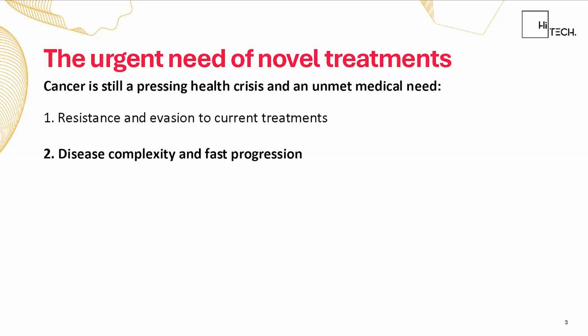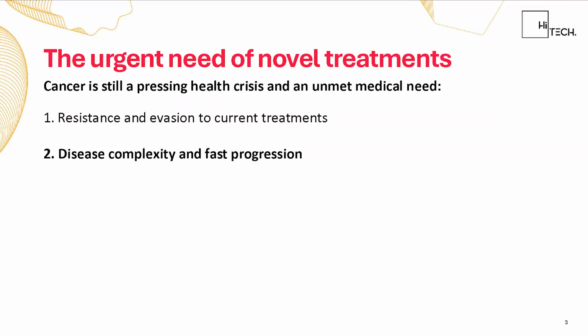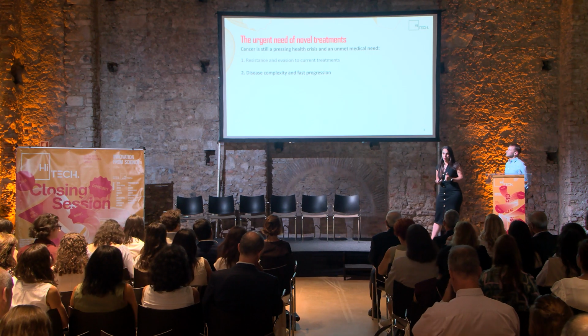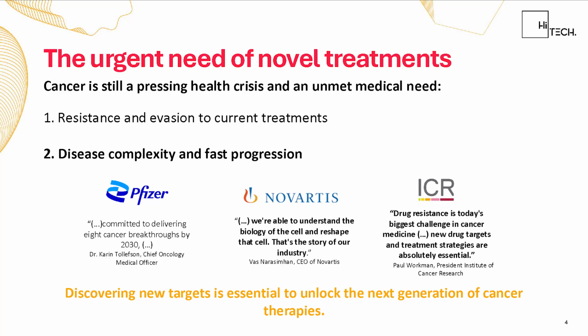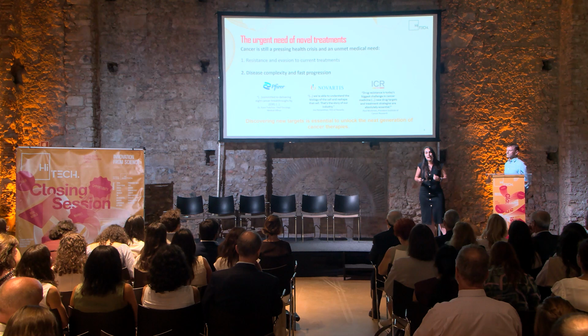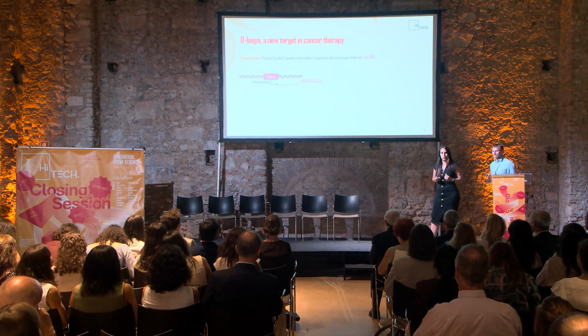And this is due to two reasons. First, due to the resistance to current treatments, and second, but very important, due to the disease complexity and its fast progression, which makes the discovery of new targets crucial so that we can now unlock the next generation of cancer therapies. And this new target is R loops.